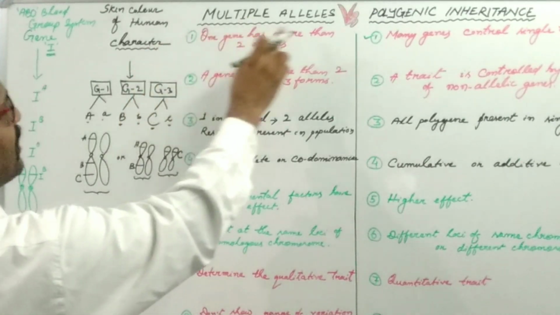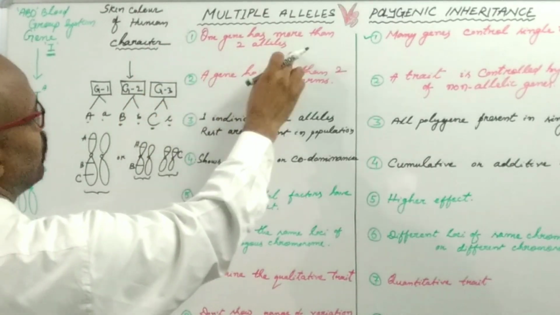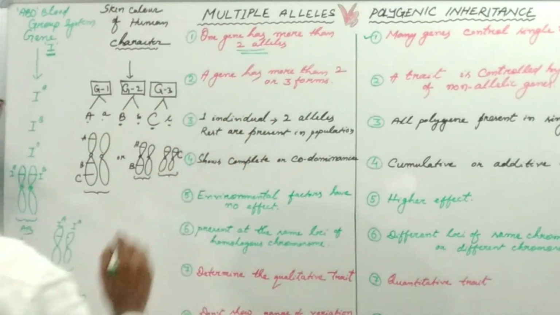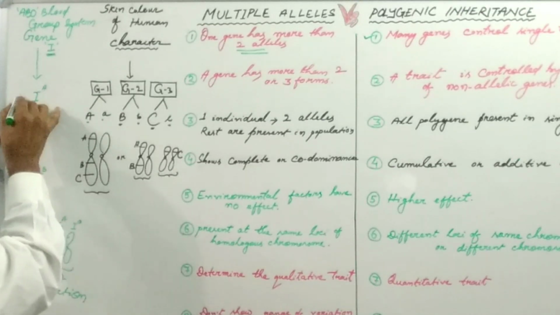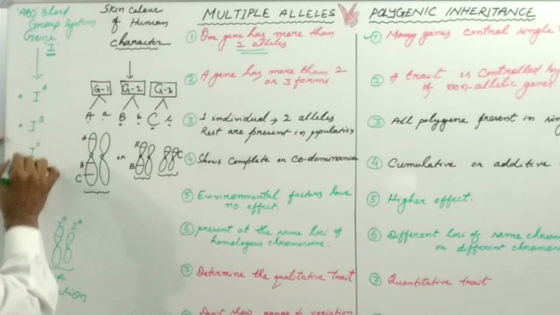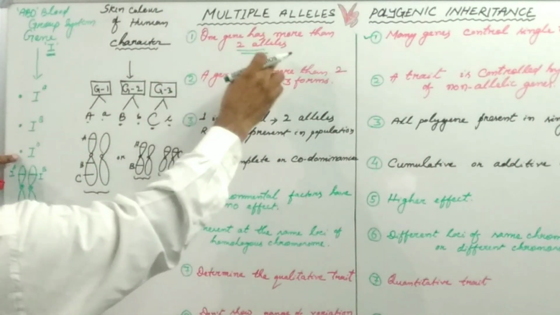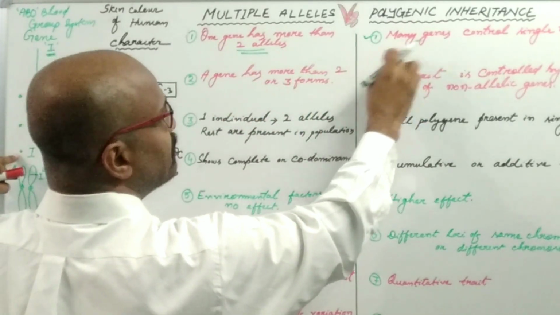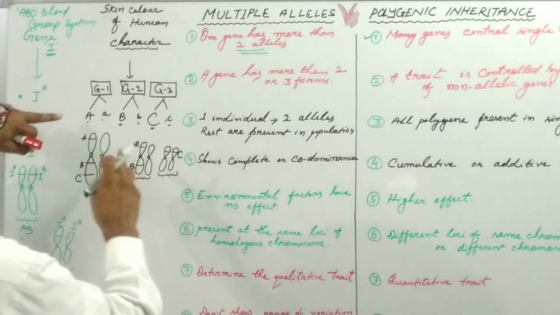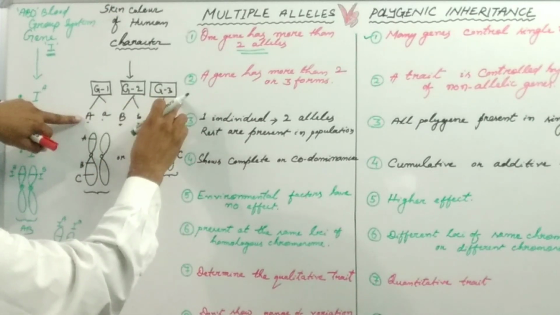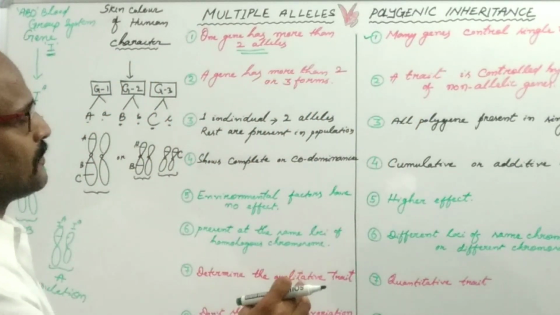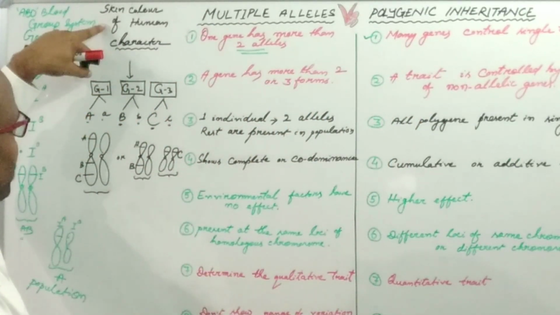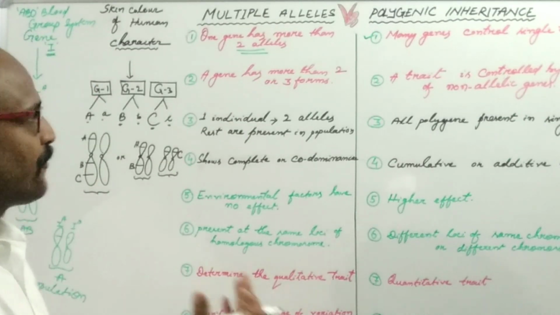So what is the meaning of multiple alleles? One gene has more than two allelic forms. In the ABO blood group system, the capital I gene has three allelic forms, IA, IB, IO, which is known as multiple alleles. In polygenic inheritance, many genes control a single trait. Here many genes, gene 1, 2, 3, control the skin color of humans, which is known as polygenic inheritance. And the trait, the character, is known as the polygenic trait.